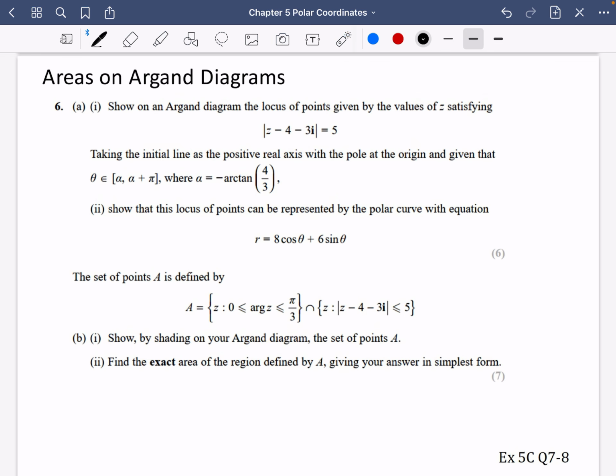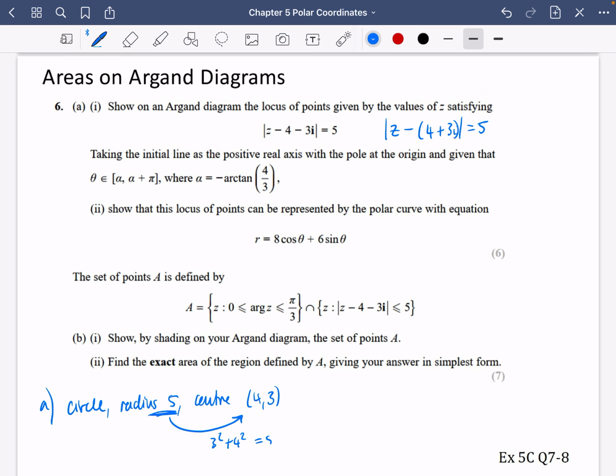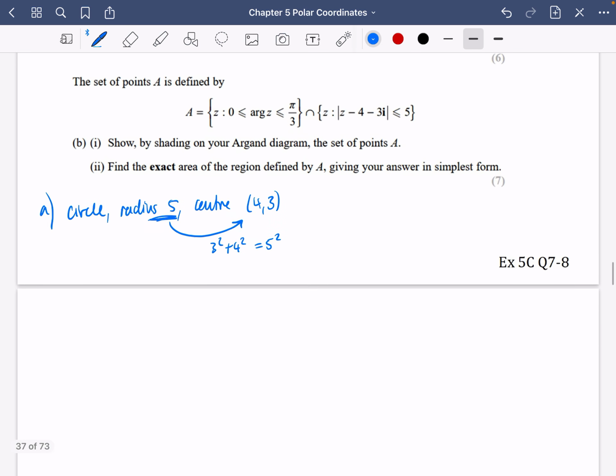Well, first of all, I know this is going to be a circle because we've got the modulus of z. And if I rearrange this, it's going to be the modulus of z minus 4 plus 3i, equals 5. So we know for part A, it's going to be a circle, radius 5, center 4, 3. And you should be thinking of that Pythagorean triple, that 3 squared plus 4 squared equals 5 squared.